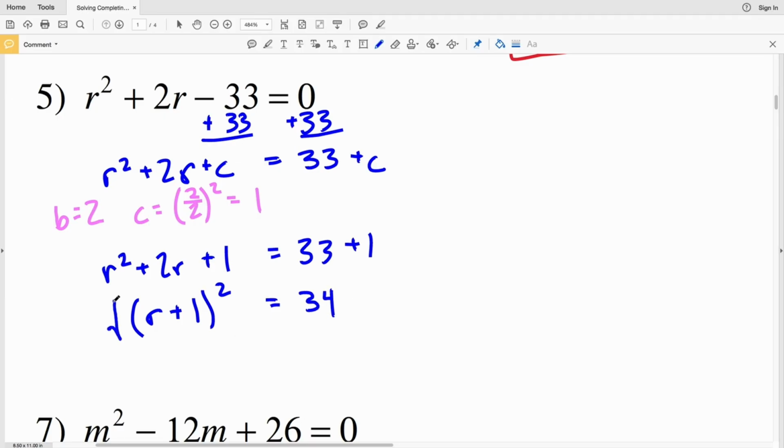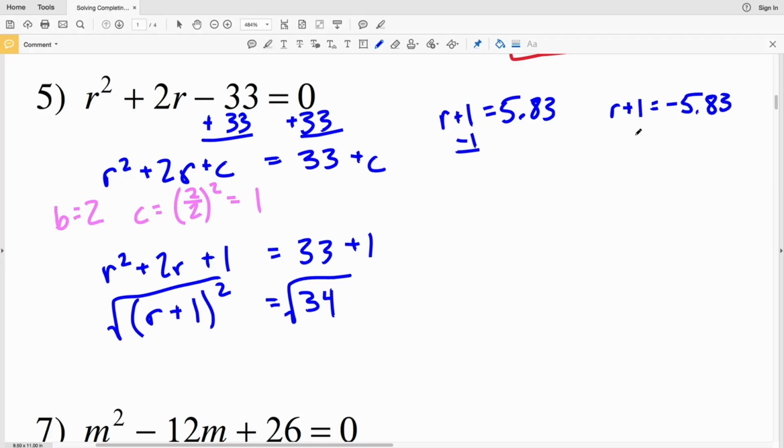So now what I'm going to do is take the square root of both sides. So I'll have r plus 1 equal to the positive value of the square root of 34, and I'll have r plus 1 equal to the negative value of the square root of 34. And the square root of 34 equals 5.8309, which I'll just round to 5.83. So we'll have 5.83, a positive, and a negative 5.83.